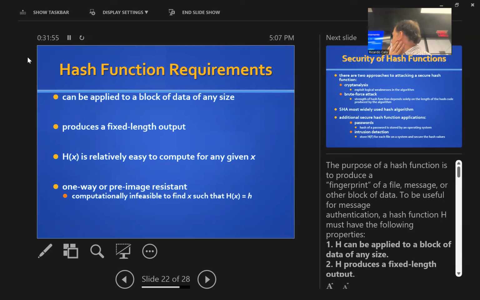It's relatively easy to compute for any given X. You saw it was pretty straightforward, just an XOR operation with all the blocks. And yet, it's difficult to go from the hash back to the original message. Okay, so it would be hard. Okay, so that's the idea.